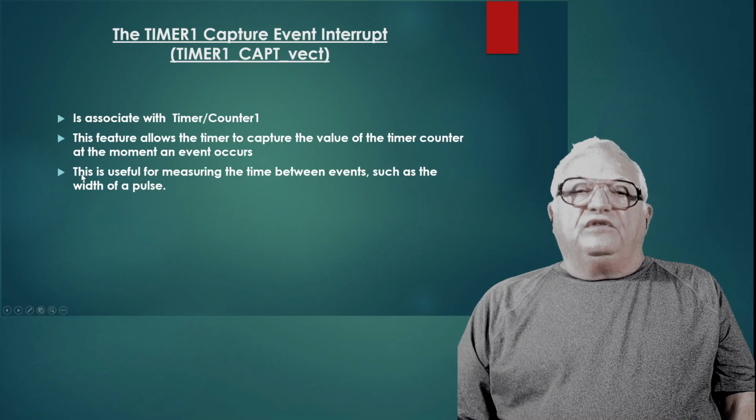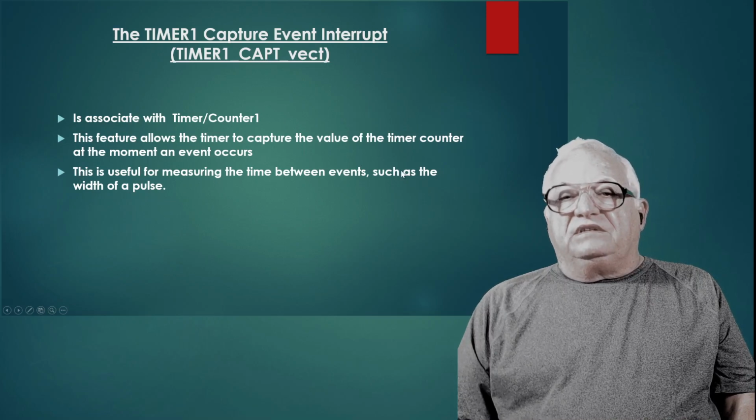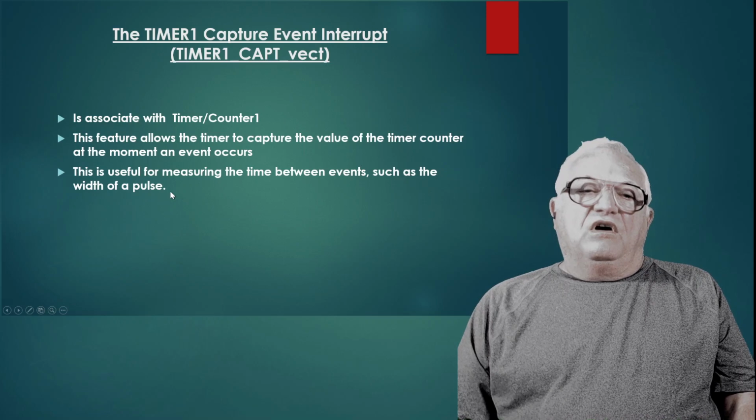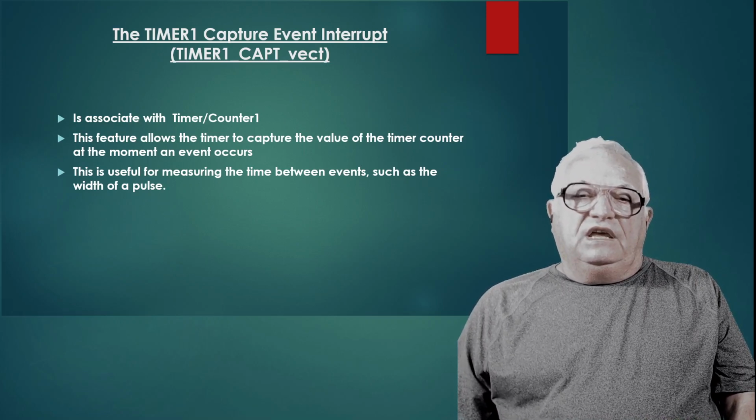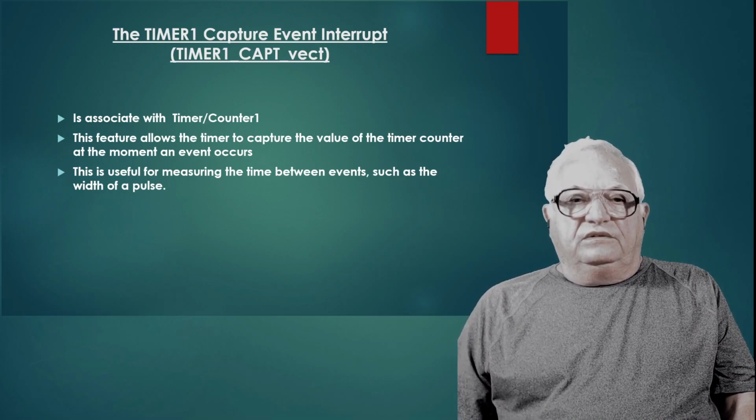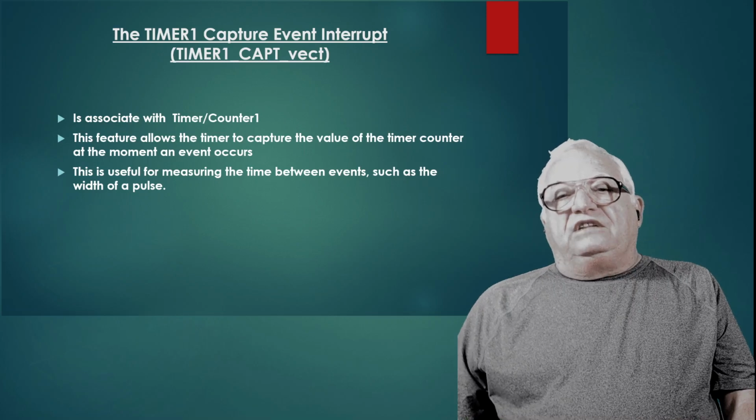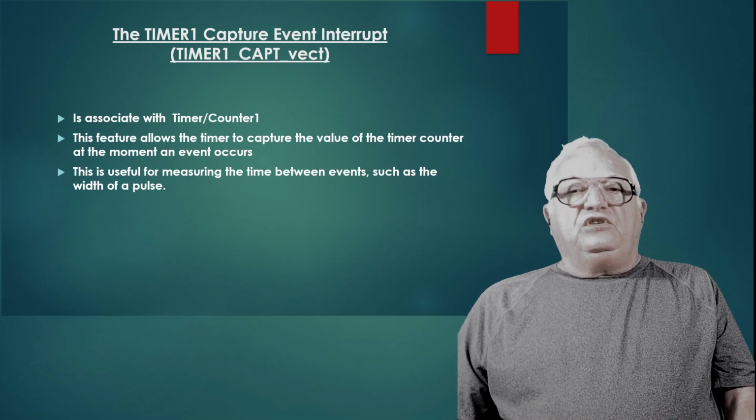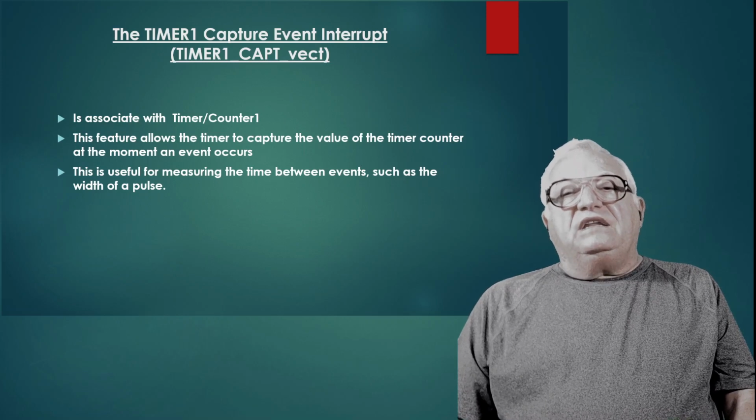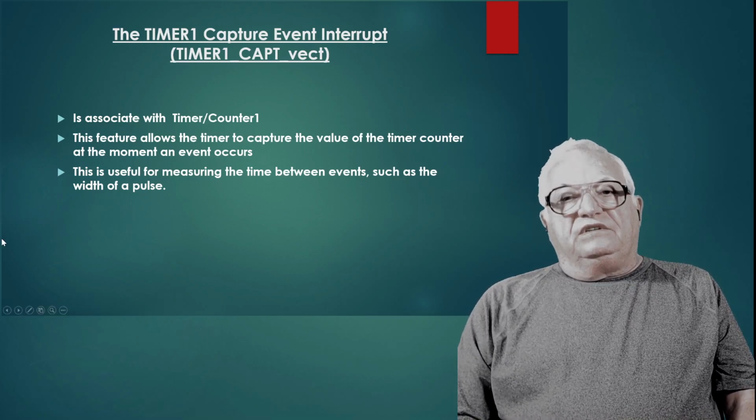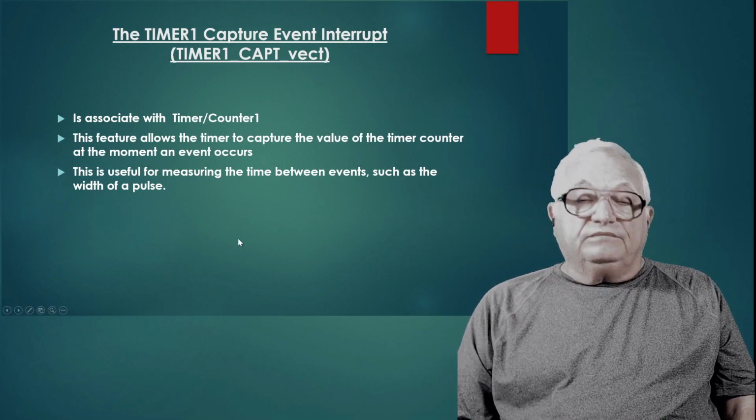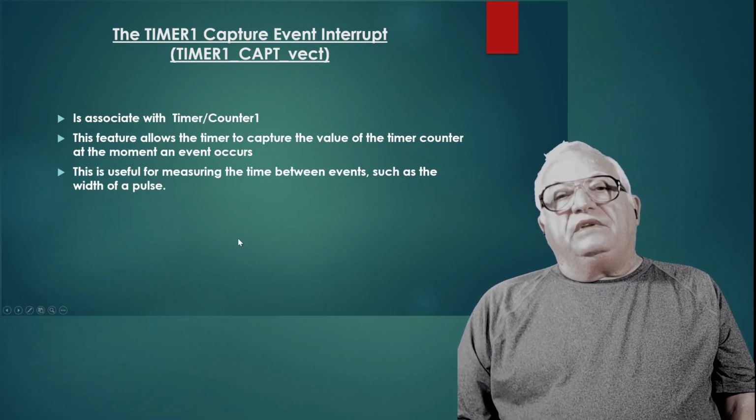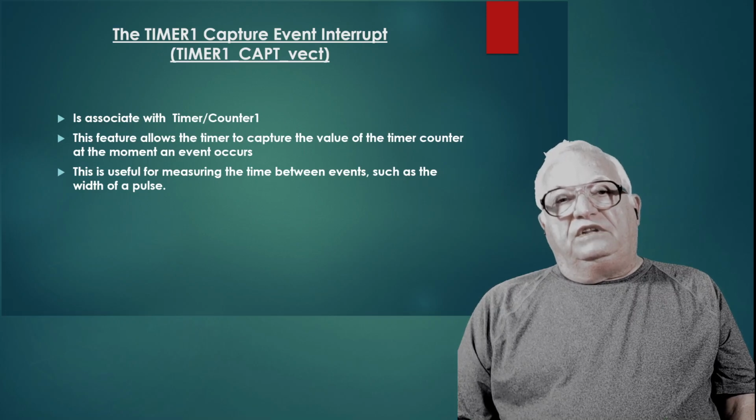Now this is useful for measuring the time between events, such as the width of a pulse. The first time you get an interrupt, you read the timer value, then you wait until you get a second interrupt and read the timer counter again, and then you compare those two values. That should give you the information you need. But that's going to be covered in detail once we get to the timer portion.